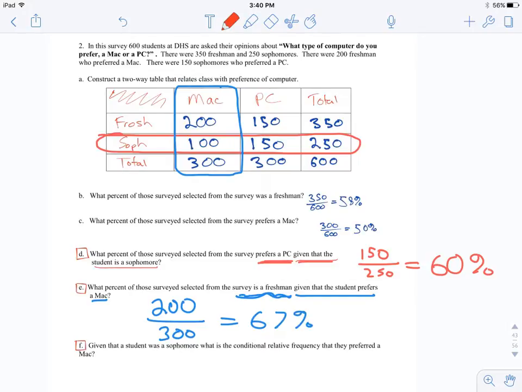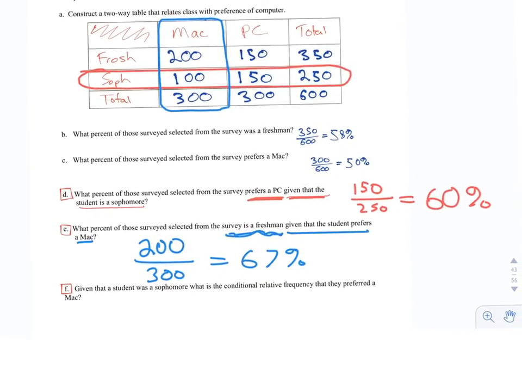At the bottom here, it says, given that the student was a sophomore, what is the conditional relative frequency that they prefer a Mac?